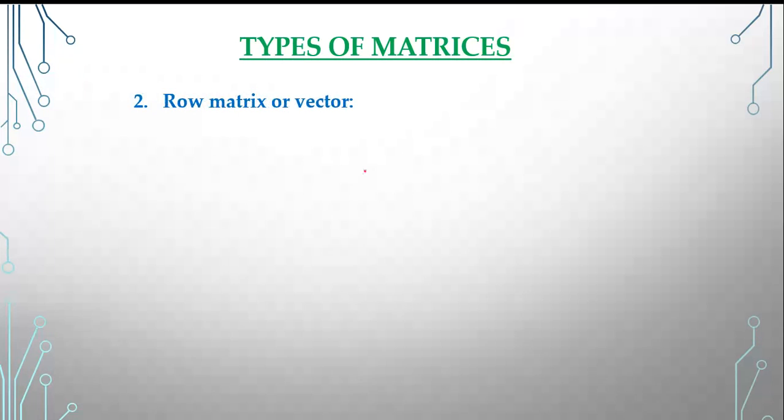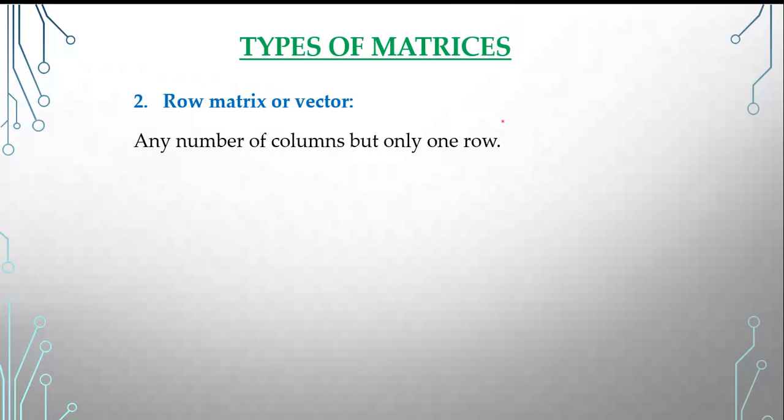Next one is the row matrix. So what is the row matrix? Similarly, in the column matrix, if we have the number of columns but only one row is there, so that is called the row matrix. Like that, how many rows here? Here we have only one row, but how many columns? Columns are three. One, two, and three. Columns are three, but rows only one. So this is called the row matrix.